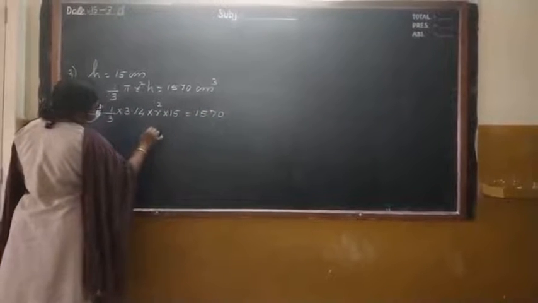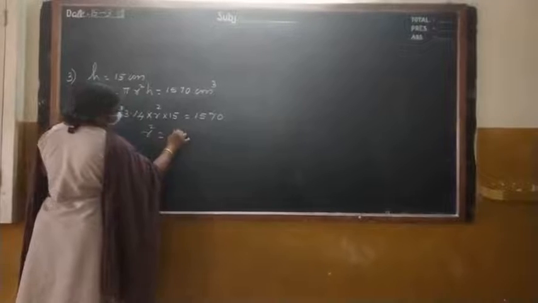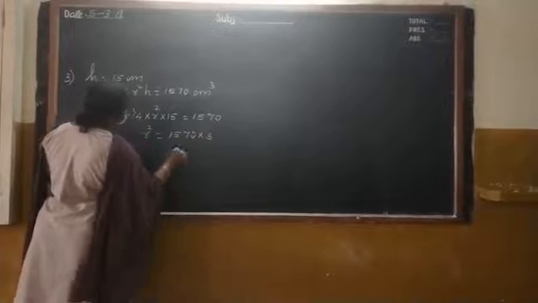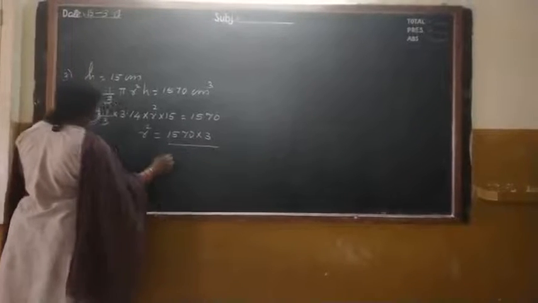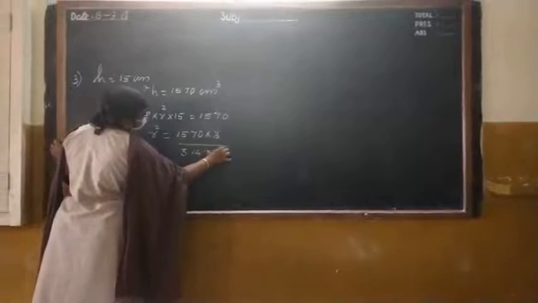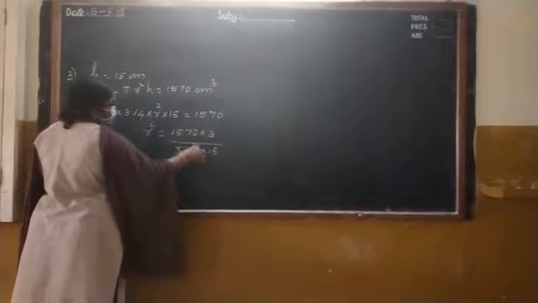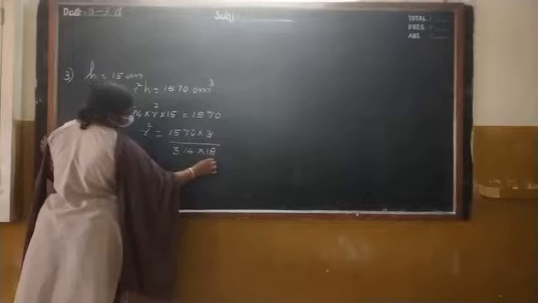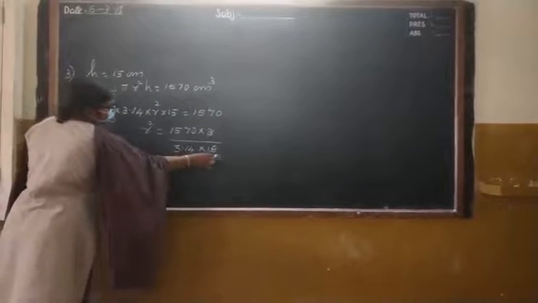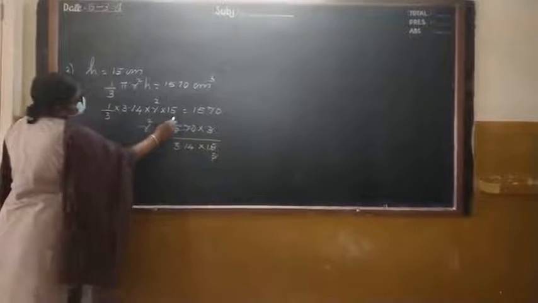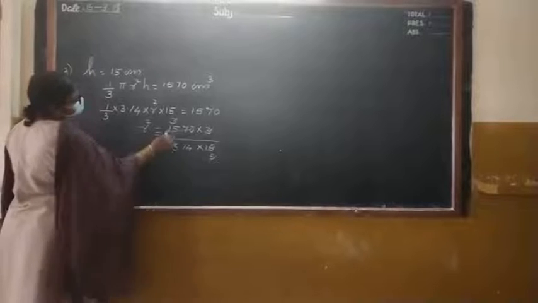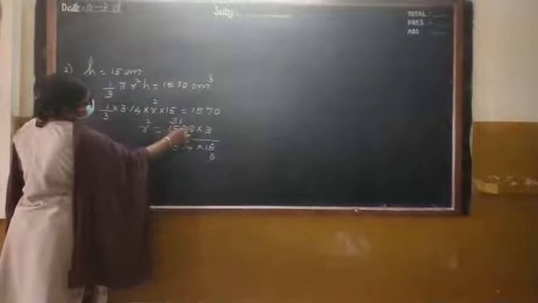That is equal to 1570, or r square will be equal to 1570 multiplied by 3 divided by 3.14, again multiply by 15. So 15, yeah, 5 is up. Now 5 you can cancel here also.